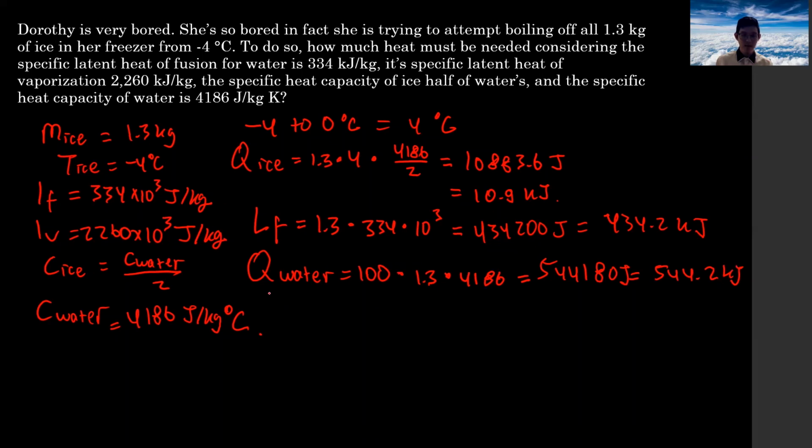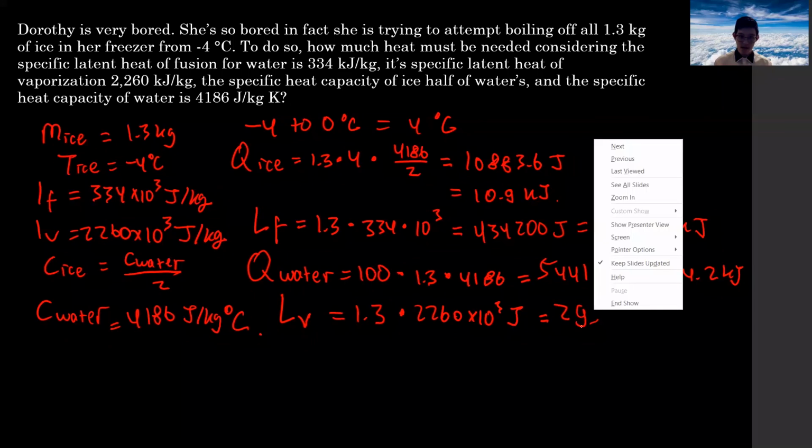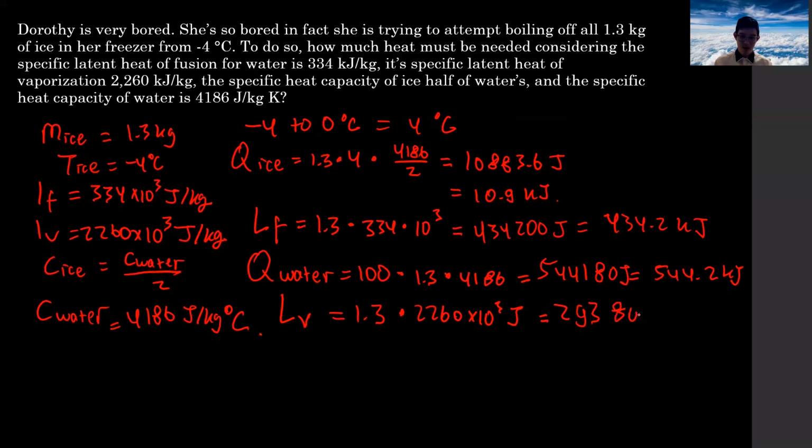And finally, we turn this water into gas, we boil this water. So we use the latent heat of vaporization, which is 1.3 times 2260 times 10 to the power of 3 joules, which is 1.3 times 2260. We get 2,938,000 joules, or just 2938 kilojoules.